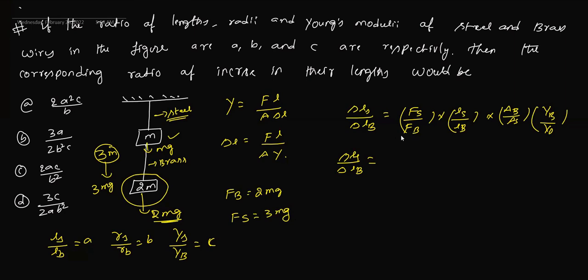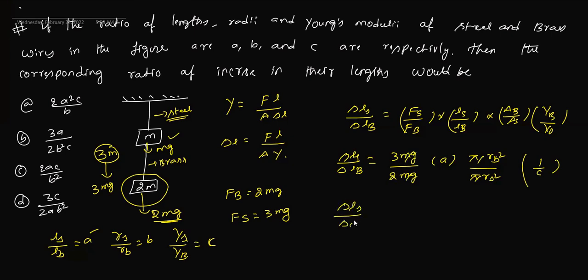Now Fs by F brass is 3 mg divided by 2 mg. LS by LB value is A. AB by AS we don't know, so first we need to convert it in terms of radius. AB is pi RB square divided by pi RS square. Pi will get cancelled, so we substitute RB by RS square. YS by YB we know, but we need YB by YS, so we need to reciprocate the value. So mg also gets cancelled.